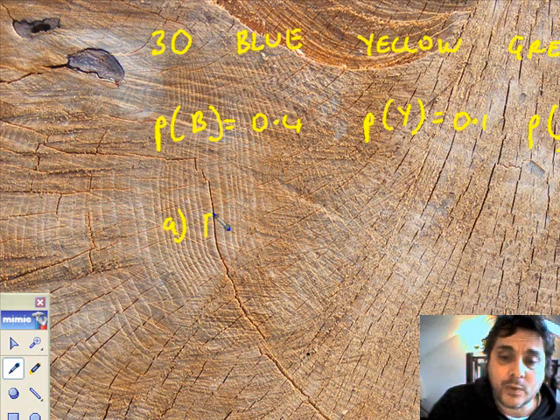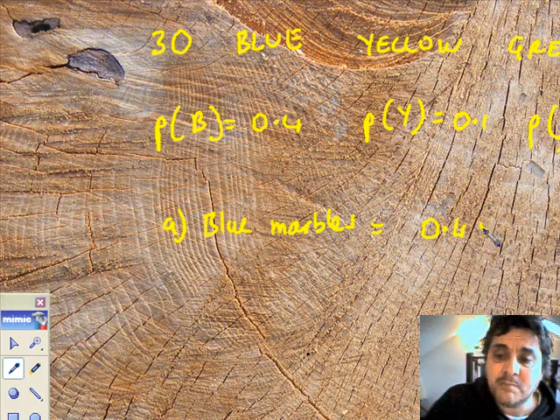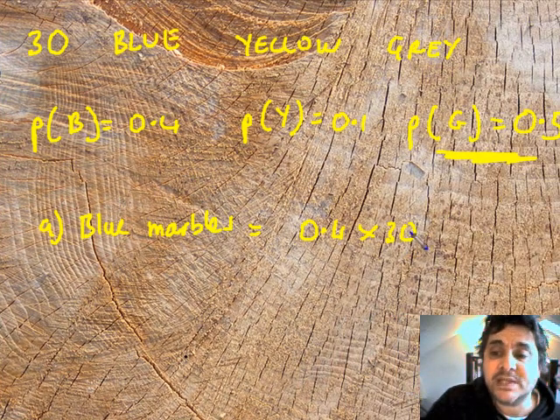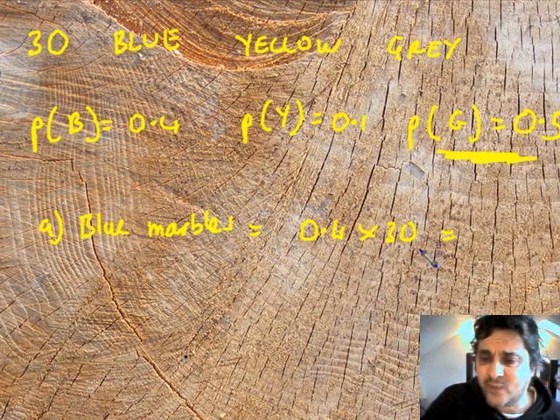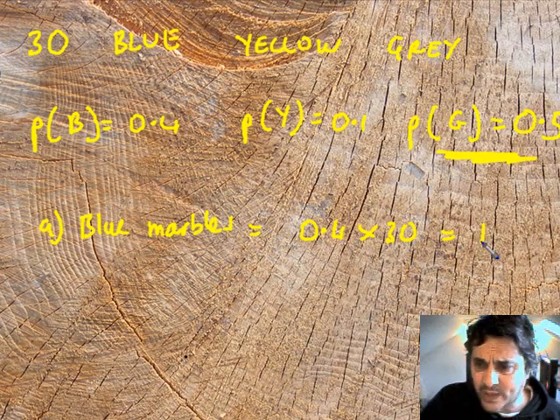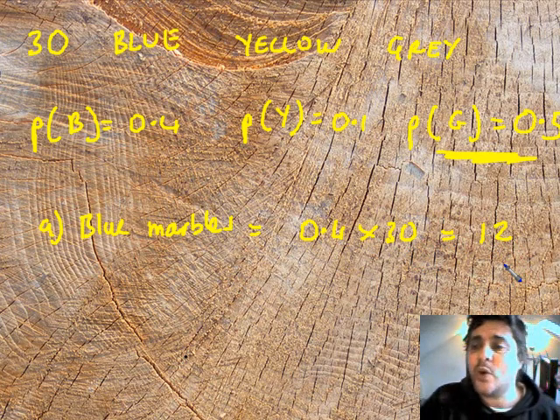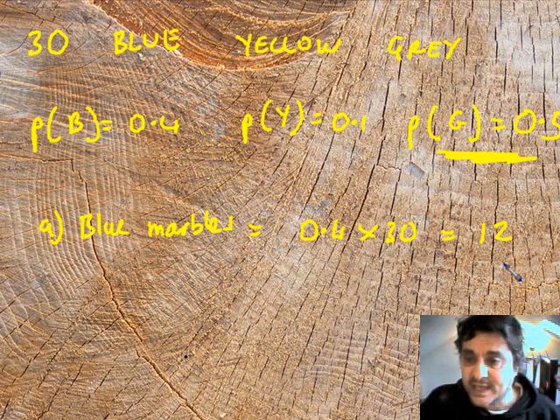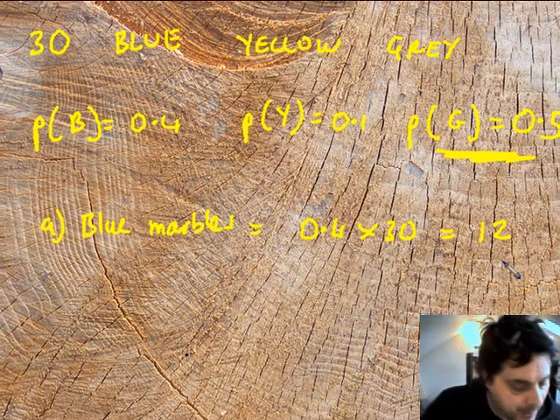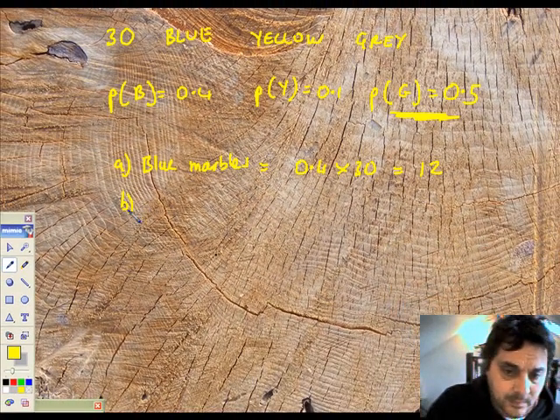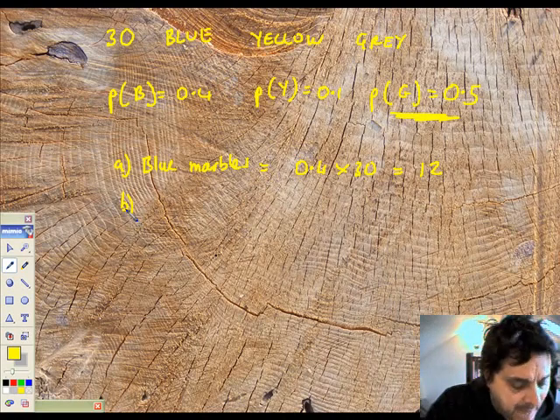Therefore the number of blue marbles must be the probability of getting one marble multiplied by the number of marbles sitting there in the bag. That gives us 4 30s, 120, 12. There's 12 blue marbles sitting there in the bag, absolutely for sure. Alright, B says how many yellow marbles does he have?